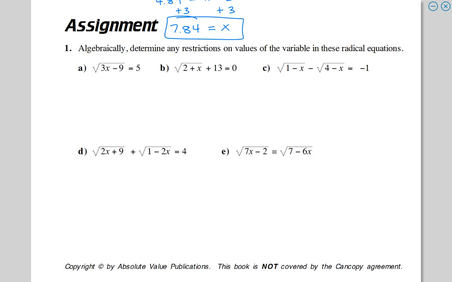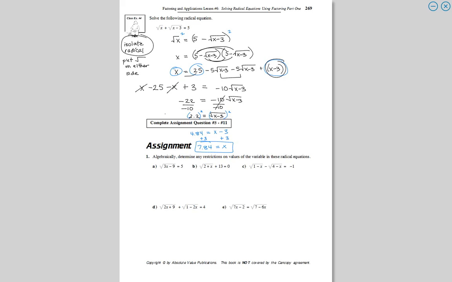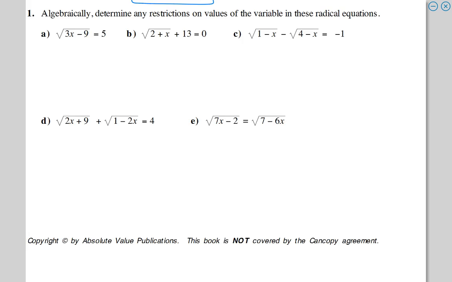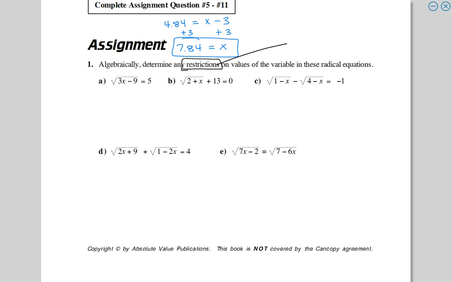Okay, question 1 in the homework. This is on page 269. You have to know how to do these questions. Please highlight this word, restrictions. You have to know how to do restrictions. This is something you could put on your study sheet. For example, when you see the word restrictions, you want radicand greater or equal 0.